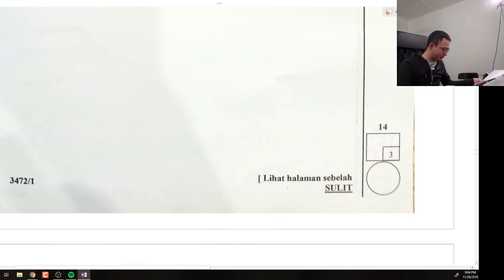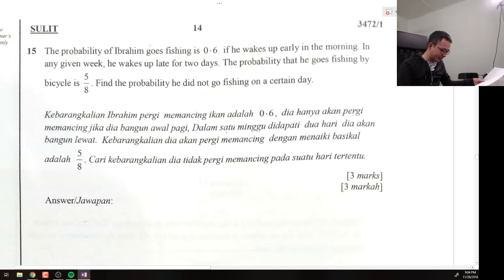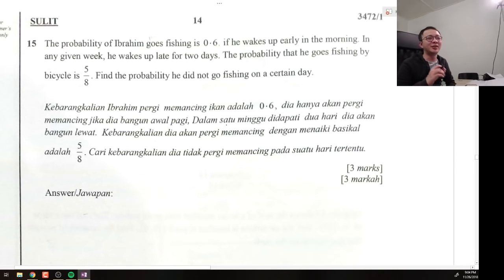Alright, let's have a look at the KBAT paper, question 15. Quite a lot of students asked me about these probability questions. The probability that Ibrahim goes fishing is 0.6 if he wakes up early in the morning. In any given week, he wakes up late for 2 days. So he wakes up early for 5 out of 7 days, which is 5 over 7, and wakes up late 2 over 7. The probability that he goes fishing by bicycle is 5 over 8. Find the probability he did not go fishing on a certain day.